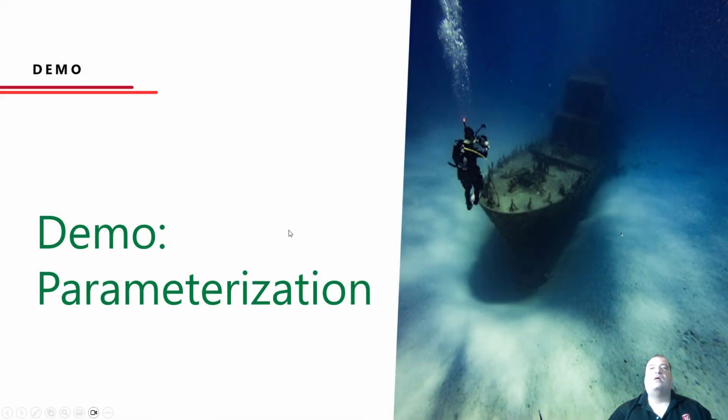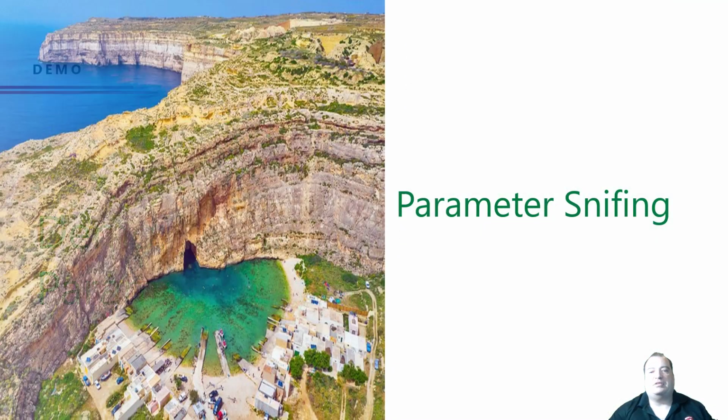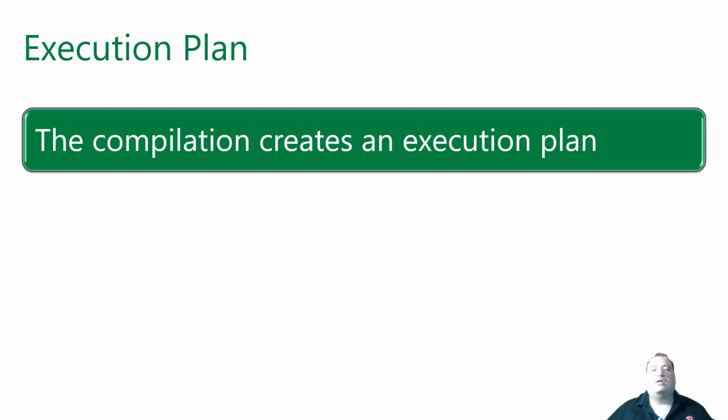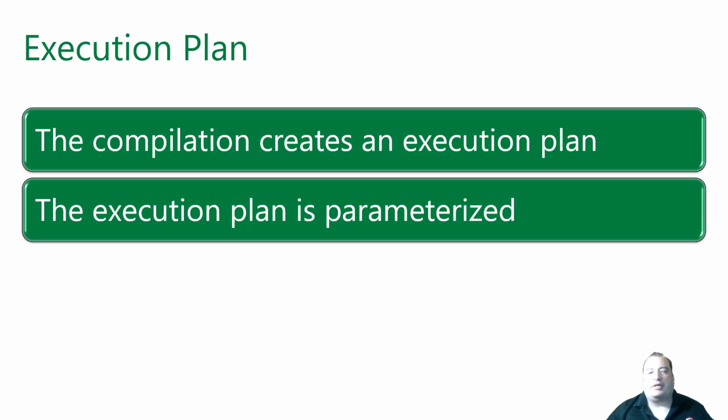So, parameterization of the query brings a problem which is called parameter sniffing. We need to talk a bit more about this problem. First, we need to review some very basic concepts. The compilation of the query creates the execution plan. Every time the query is compiled, an execution plan is created and stored in the query plan cache.